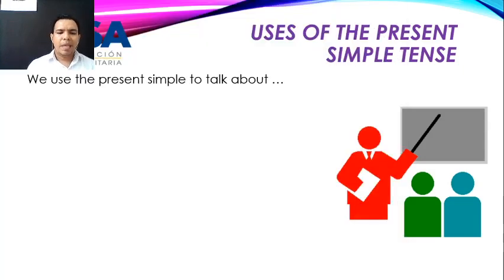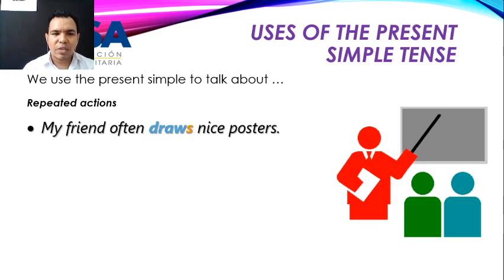Hello again. Now, in this last section of the class, we are going to talk about the uses of the present simple tense. When do you need to use the present simple? Well, we use the present simple to talk about repeated actions. What are repeated actions? For example, my friend often draws nice posters. Repeated actions are those actions that you constantly do.